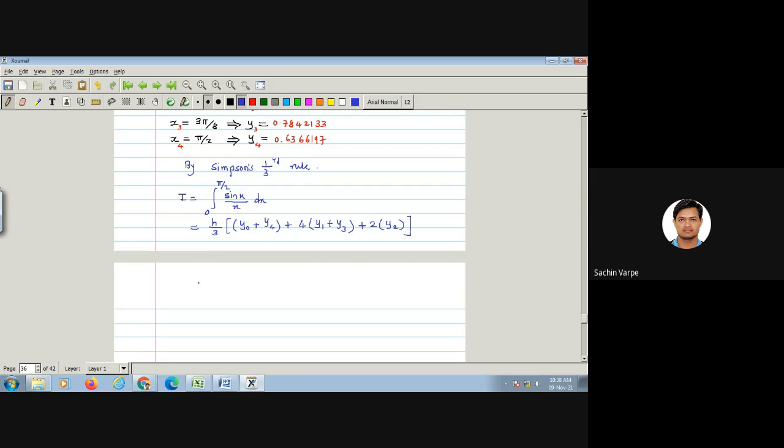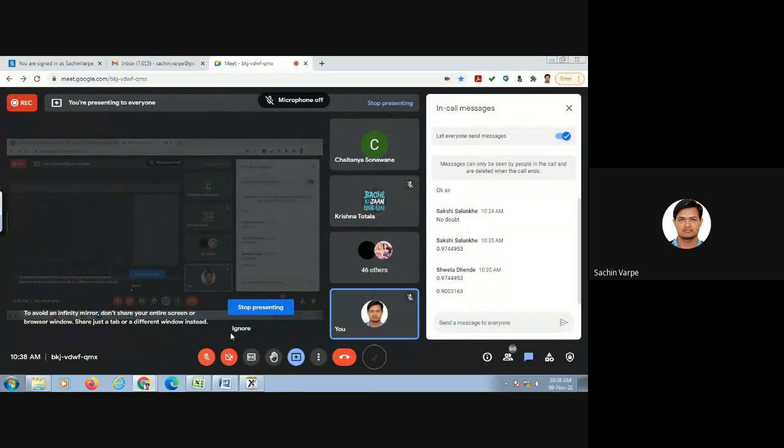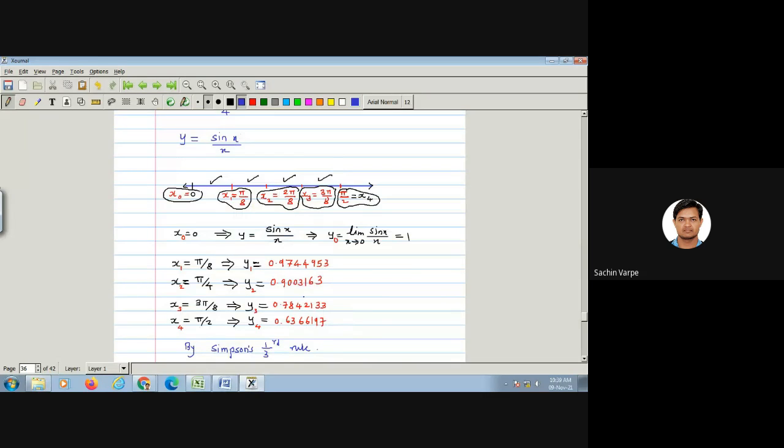Let's substitute the values. H is pi by 8. Sir, can you repeat this one? H by 3 formula. Formula or which step? Sir, that H by 3 Y0 plus... I will tell later, the lecture is going on. Yes, I think Chaitanya is asking a doubt, no? Yes sir. What is your doubt, Chaitanya? Sir, that formula. This one.